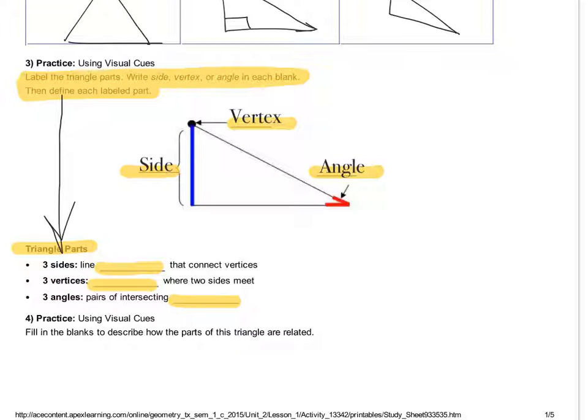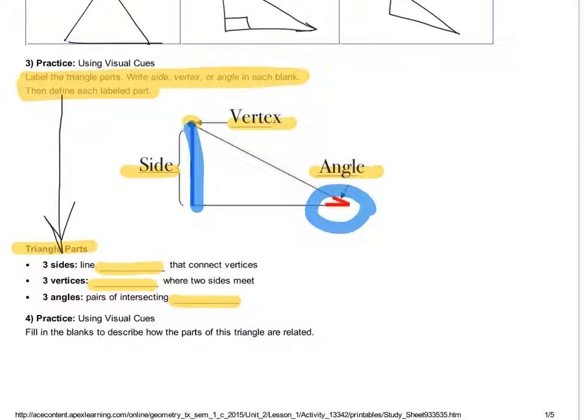The vertex is just going to be the point there at the top, which you see here. And if you have more than one, which in this case a triangle has 3, we call them vertices. Your side is labeled in blue right here, and the angle is in red, located right there, and the triangle has 3 angles.